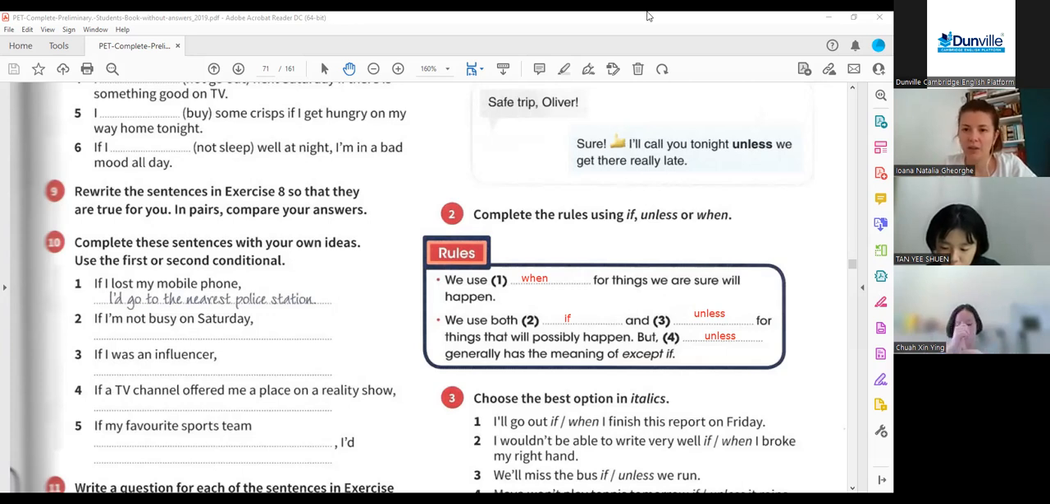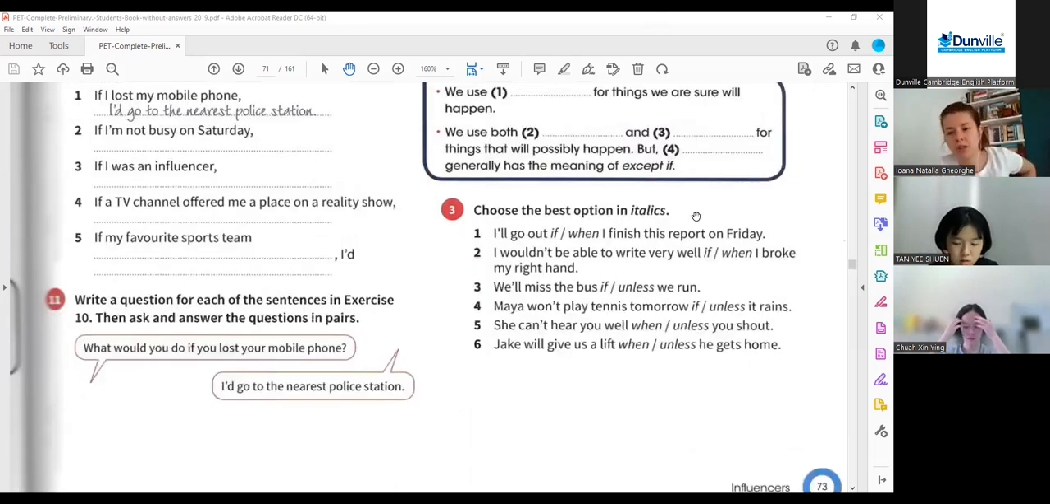Let's have a look, and we're going to do this one together now. Exercise 3, we need to choose the best option between those words. I'll give you 2 minutes and then we'll go through them together.